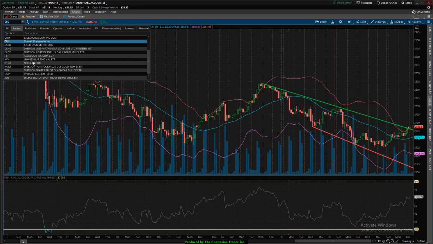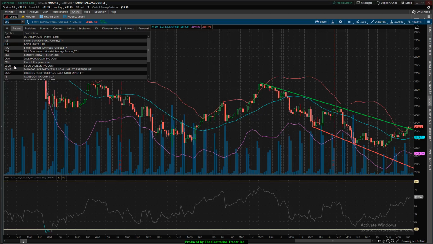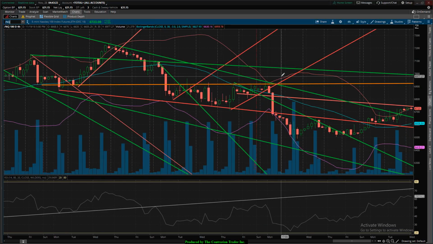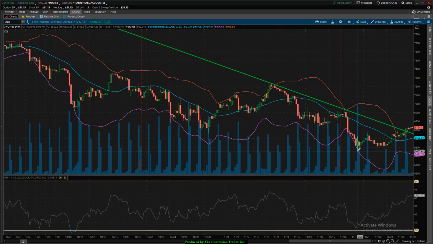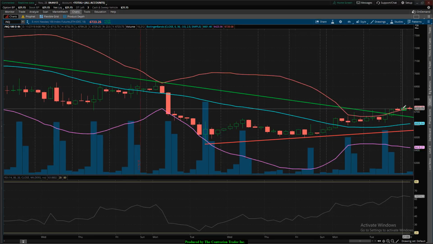For that matter, we'll take a look at the Nasdaq. You can see here that we're at a bit of resistance on the Nasdaq. Let's clean this up. Okay, so you can see that we have a higher low. We broke out here on the 27th. We are now leaning into the third standard deviation Bollinger Band in red here.